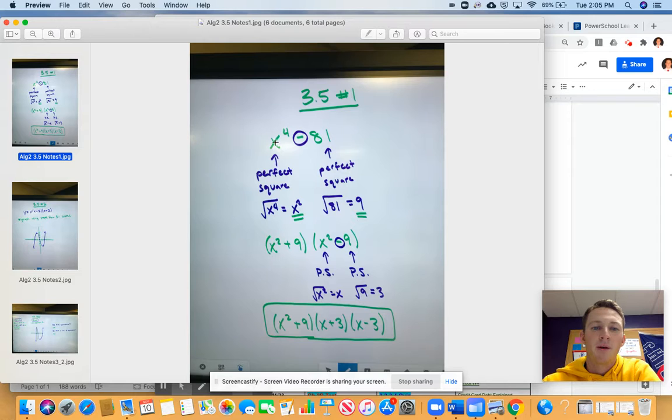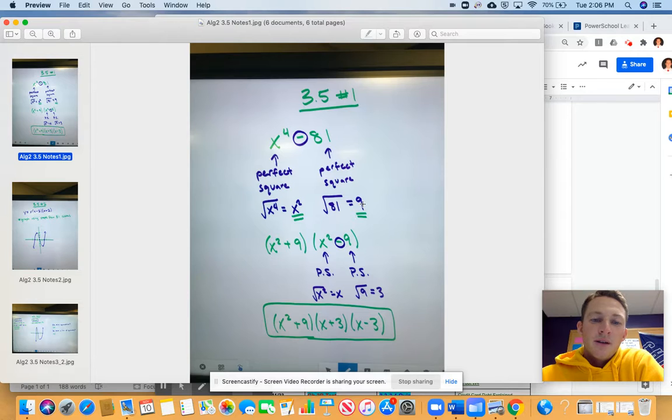So here on problem number one, we have x to the fourth minus 81. We have an even exponent right here, so this would be a perfect square. And then we have an 81, which is also a perfect square, and we are subtracting the two of them. We're subtracting a perfect square from a perfect square. So the square root of x to the fourth is just x squared. You just divide the exponent in half. And then the square root of 81 is 9.